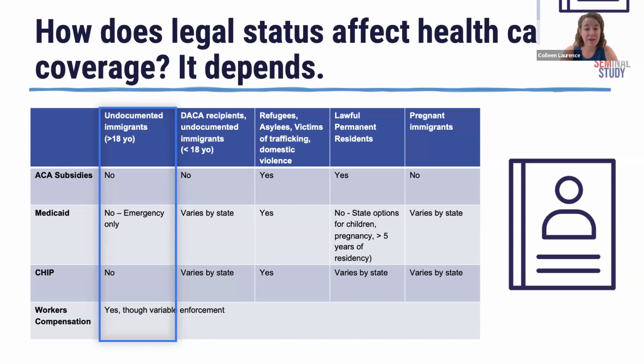In general, undocumented immigrants over the age of 18 only qualify technically for emergency care coverage. And most states do recognize workers' compensation, though this depends on the degree of enforcement and support that individuals have in reporting.